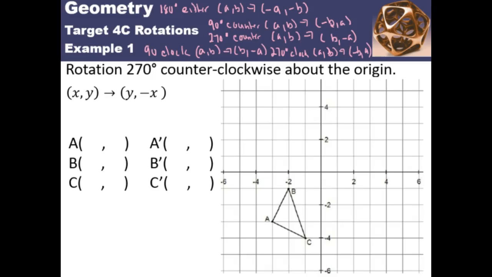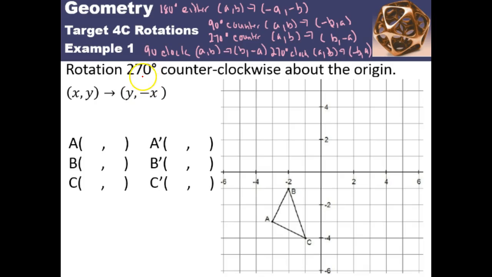This is the target 4C retake. So 4C on rotations. We need to rotate this 270 degrees counterclockwise about the origin. Now, I'm going to teach you the coordinate manipulation method. The other method is, of course, using patty paper, which works perfectly fine as well. But it's really hard to demonstrate on this video, so we're going to have to do it this way.